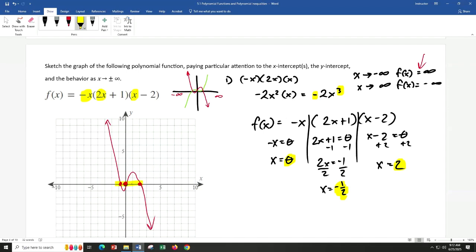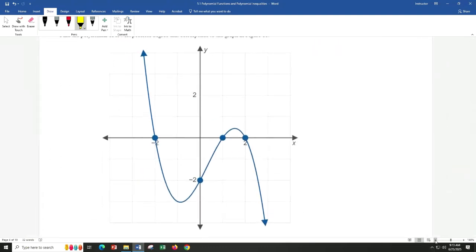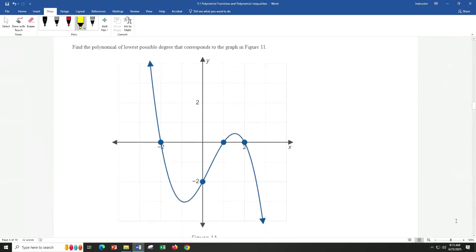Well, that's nice. Whenever you're given an equation, that's nice to do. Let me show you how to do it if you just see a graph. Like they give you a graph in Hawks and they say, hey, turn this into a polynomial. Look at this one right here. Let me back up a little bit. Find the polynomial of lowest possible degree that corresponds to this graph.